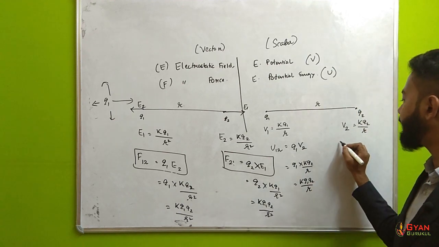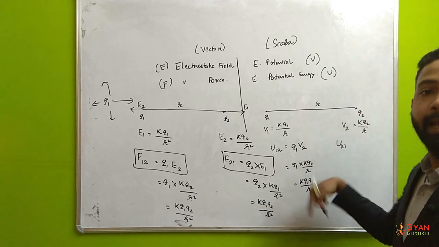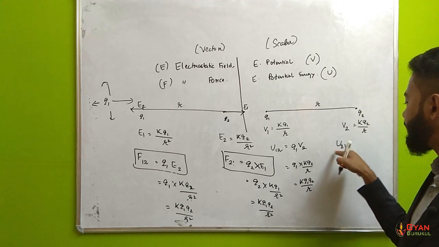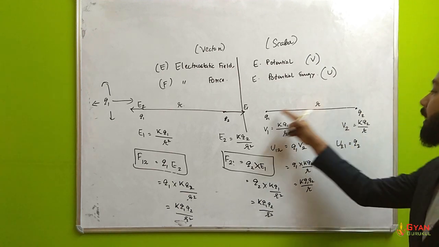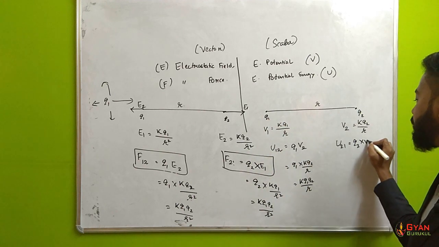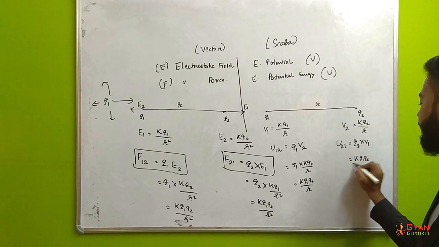Similarly, if I need to write down the expression of U21, that is the potential energy of 2 due to 1, how do we get it? Since it is for the potential energy of 2, the charge will be Q2. And since it is due to the first charge, the potential will be V1. So it becomes K Q1 Q2 by R again.